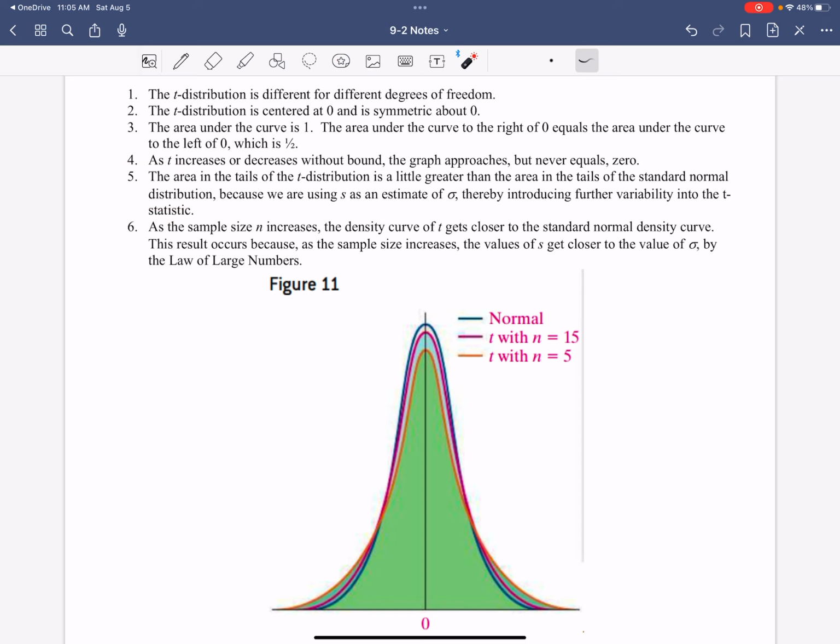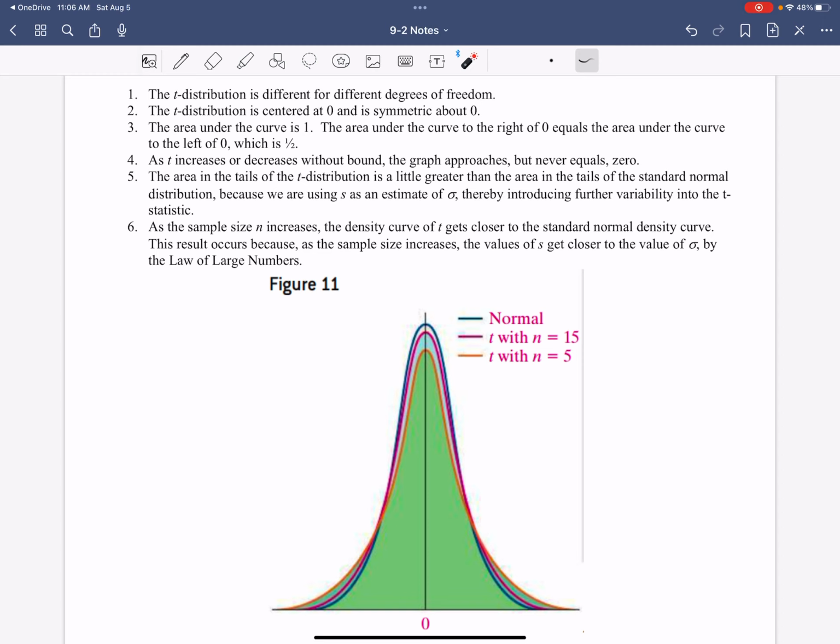We just saw that. How varied, how spread out, how tight is this to my 0? That depends on whatever your sample is. As the sample size increases, the density of curve t gets closer to the standard normal distribution curve. All right, so this is the normal up here with this kind of teal color. So as this gets bigger, we get closer and closer to the normal distribution curve.